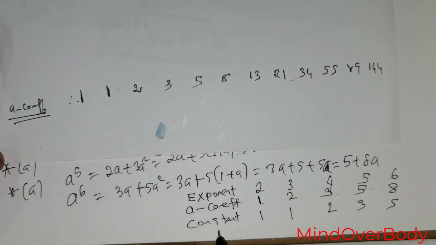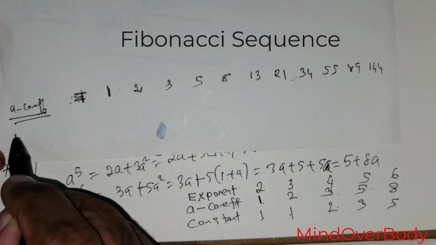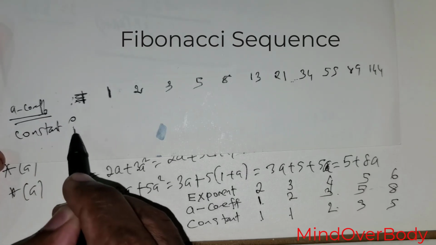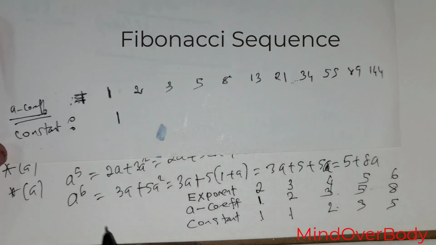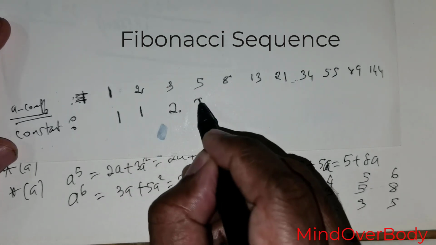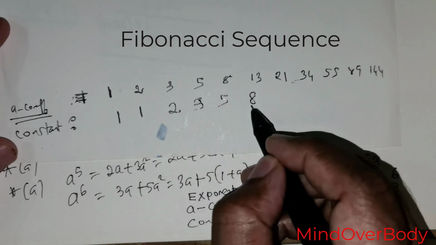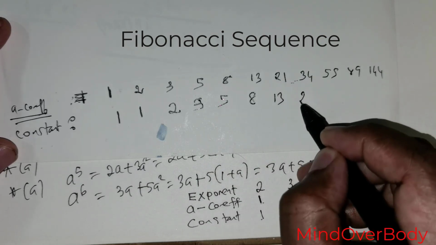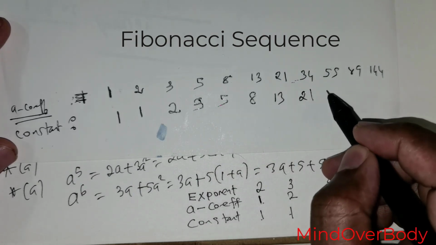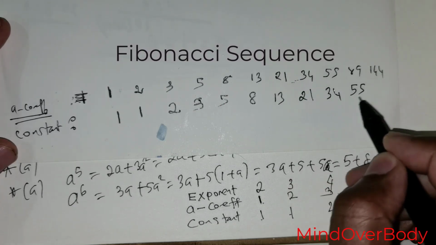And with regard to the constant term, this is again a Fibonacci. It starts from 1: 1, 1, 2, 3, 5. So if I were to write the constant term, ignoring this 1, the constant term is going to be 1, 1, then 2, add the previous term you get 3, then 5, then 8, then 13, then 21, then 34, then 55, then 89.